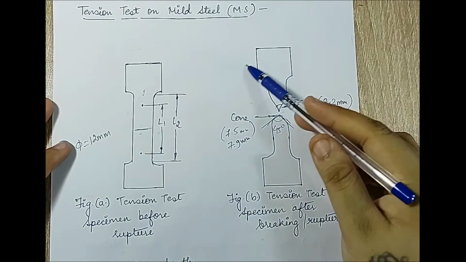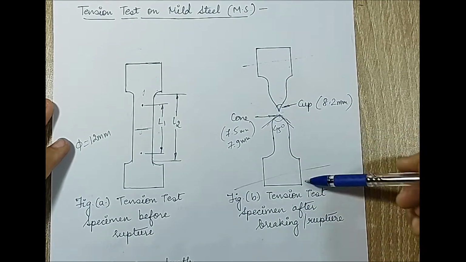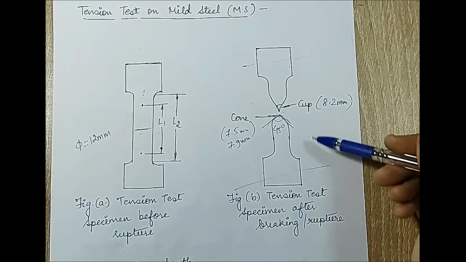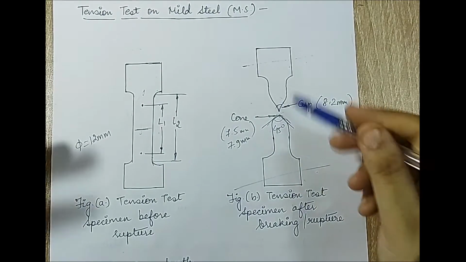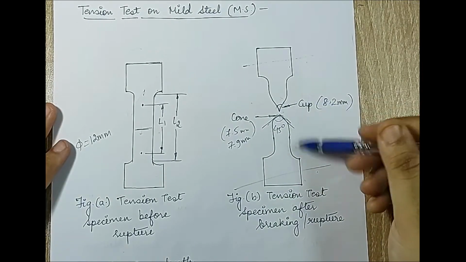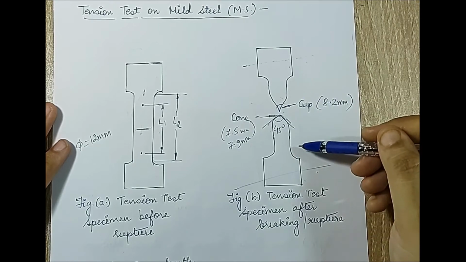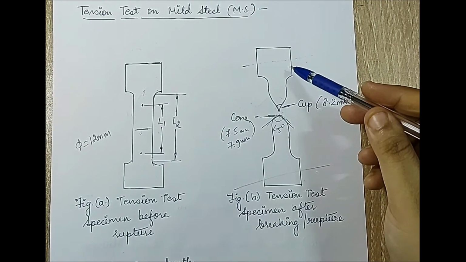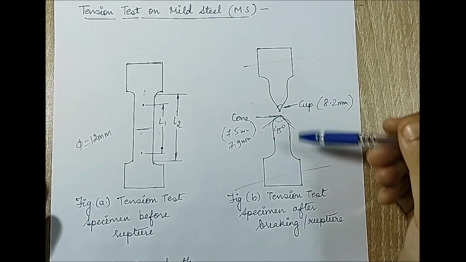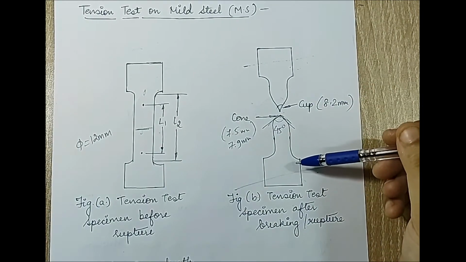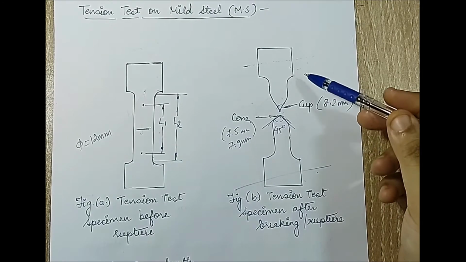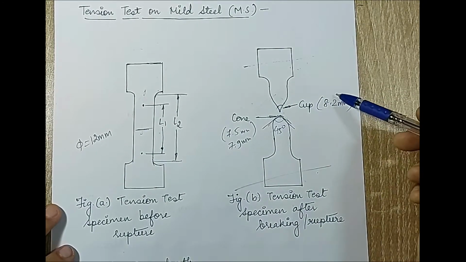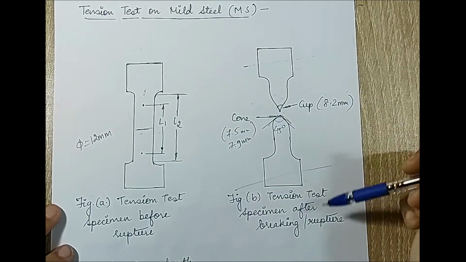Suppose you remove the specimen from the UTM, which was connected from both the sides, and you want to check which is the cup and which is the cone in case you have forgotten the arrangement, because the specimen is going to look the same color. So it is difficult to know which side was attached to the top portion of the UTM and which to the bottom portion. It is very easy to know by measuring the diameter. The diameter of the cup will be more than the cone.